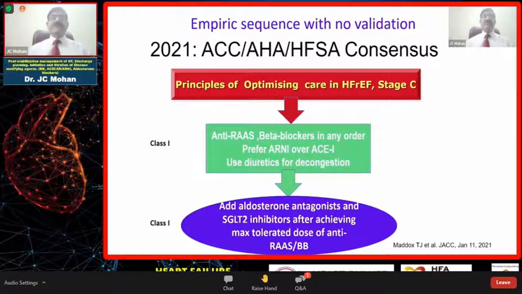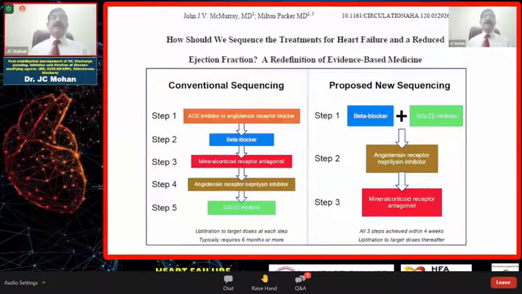However, John McMurray and Milton Packer actually 3 months back proposed a new sequencing, shown on the right side. It says in step one, at discharge, give beta blockers and SGLT2 inhibitors straight away. And at the next visit, try to add the ARNI. And of course, at the next visit, you have to add MRA.